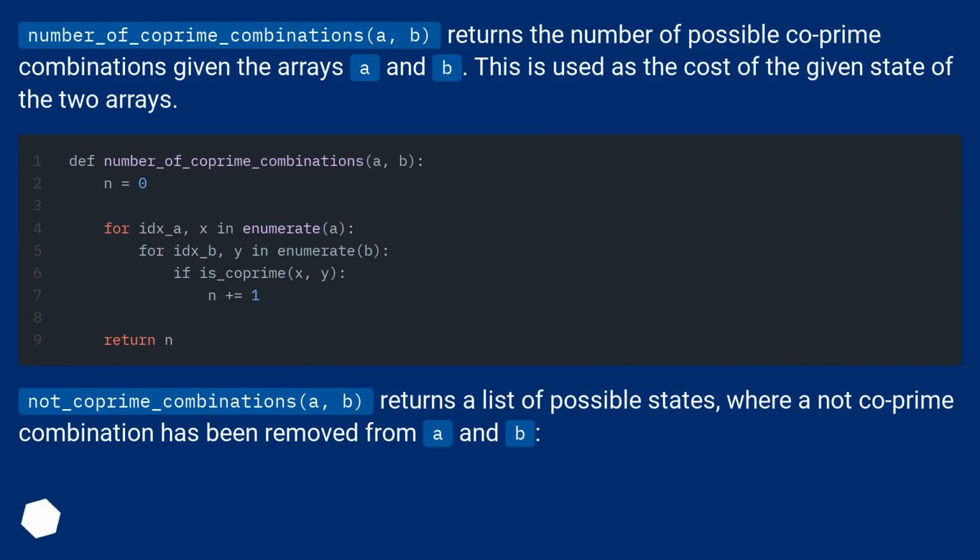number_of_coprime_combinations(A, B) returns the number of possible coprime combinations given the arrays A and B. This is used as the cost of the given state of the two arrays. not_coprime_combinations(A, B) returns a list of possible states, where a not coprime combination has been removed from A and B.